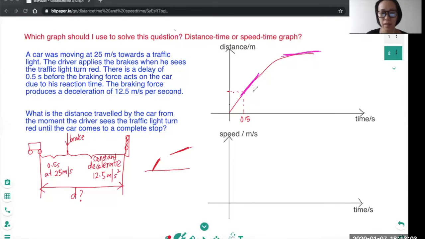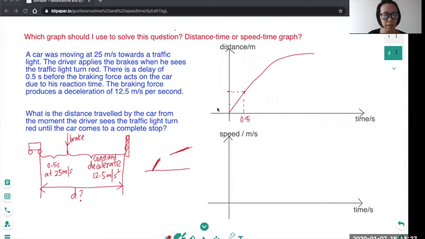So this is a large gradient, which represents a larger speed. And this is a gentle slope, gentle gradient, which is a lower speed. So this graph now represents deceleration. But how do we fit the numbers in?